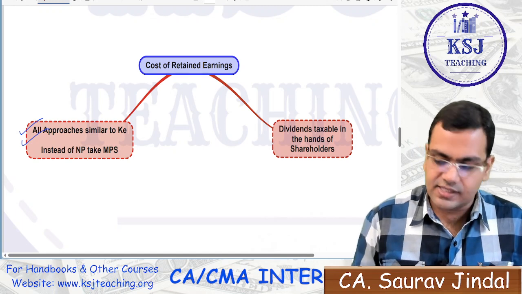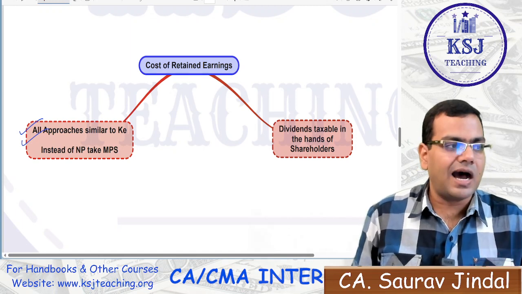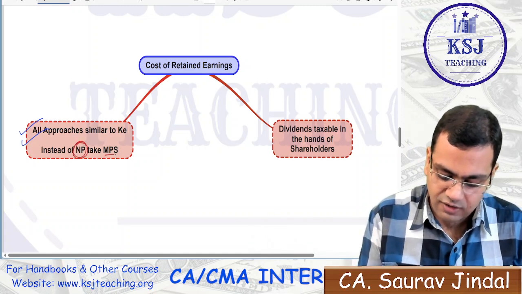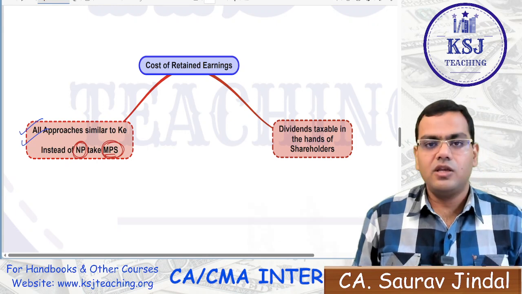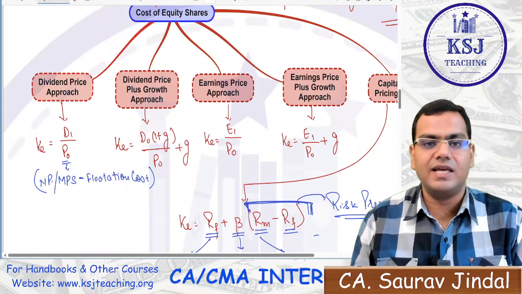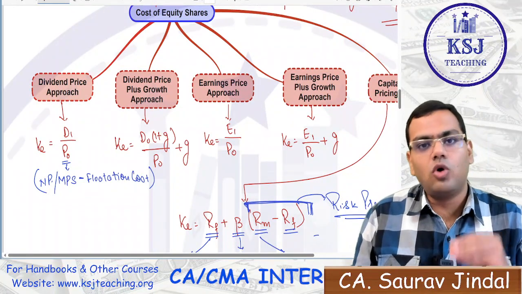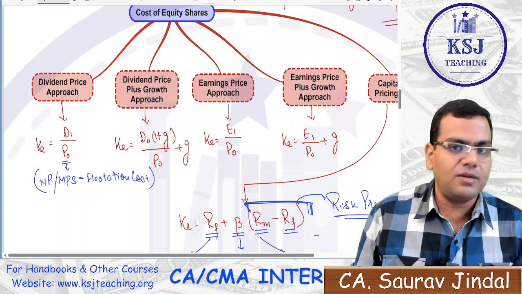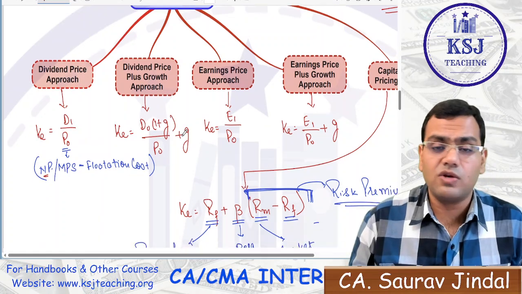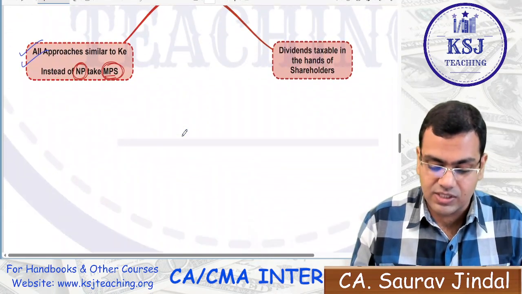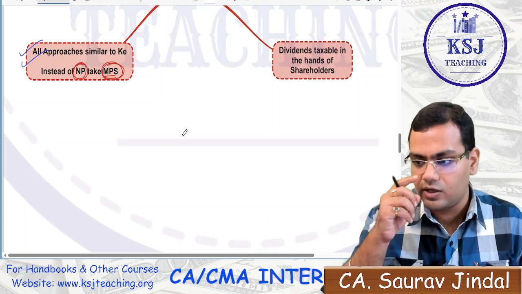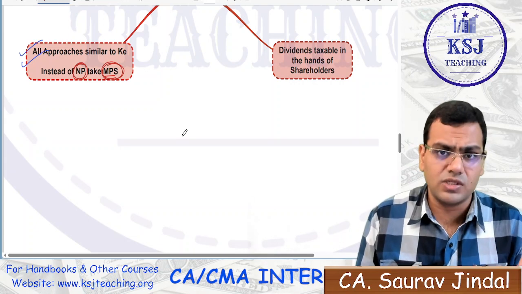The only thing is, because the retained earnings are not traded in the market, they will not have the net proceeds. They will always have the market price. In the calculation of retained earnings, all these methods will be utilized. But here you have to always take the market price and not the net proceeds. Like I told you, for equity you can take the net proceeds if given in the question. But in case of retained earnings, you do not have to take the net proceeds. You have to take the market price only, because net proceeds apply if you are going to issue it, right? Retained earnings are never issued, sir.